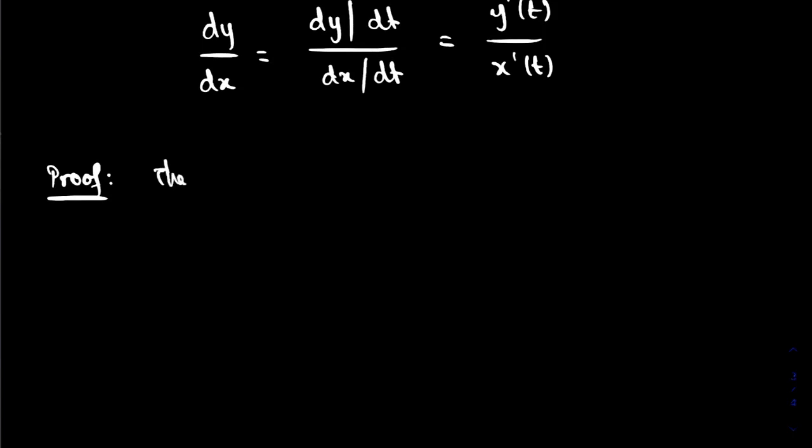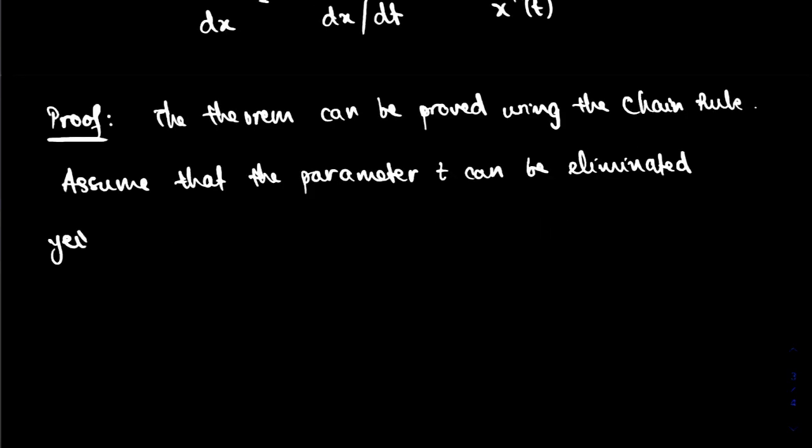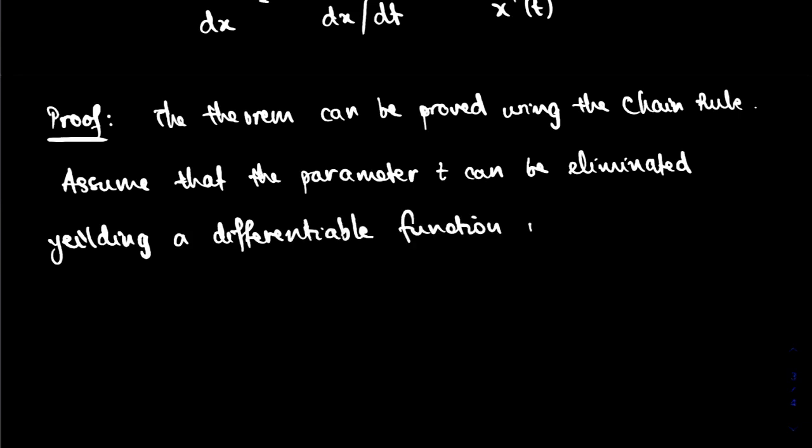So the theorem can be proved using the chain rule. So assume that the parameter t can be eliminated using a differentiable function, differentiable y equal to capital F of x, right?